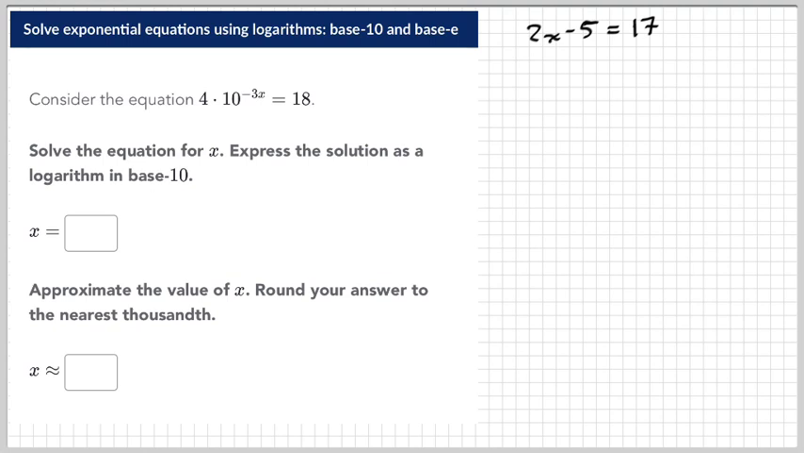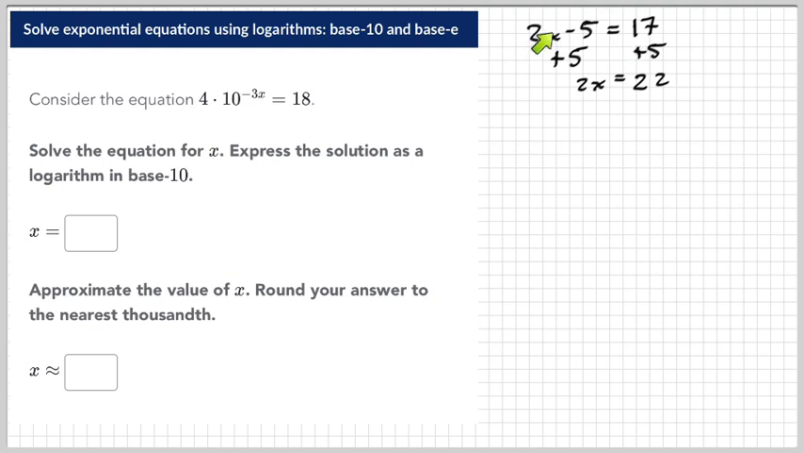What's the first inverse operation you would do? Will you do the inverse of multiply, or will you do the inverse of subtract first? It's up to you. Yeah, adding 5 is probably the easier way to go, but you could divide by 2. So I did an inverse operation, and now I have 2x equals 22. You guys see that? That was the inverse operation. Now it's more simple, right?